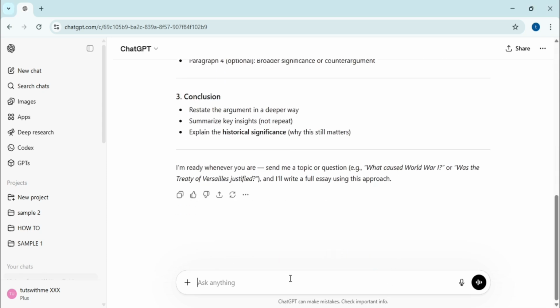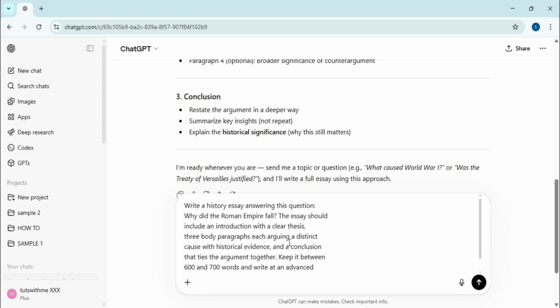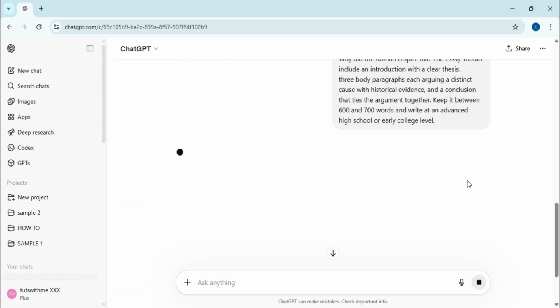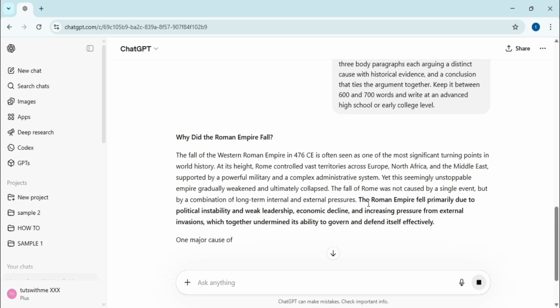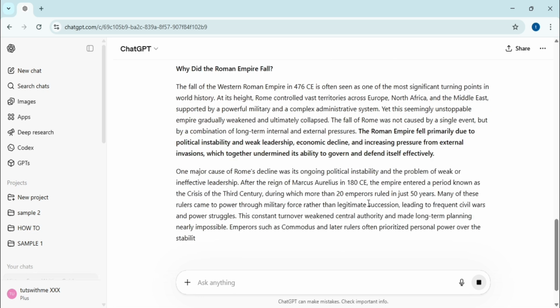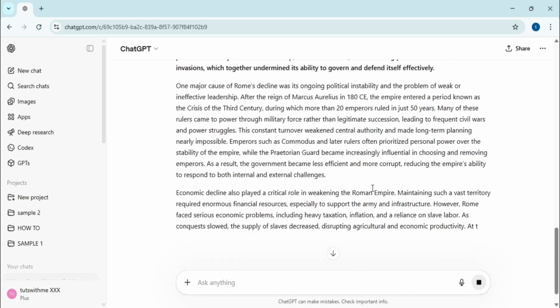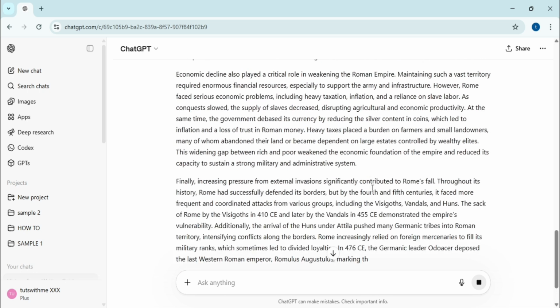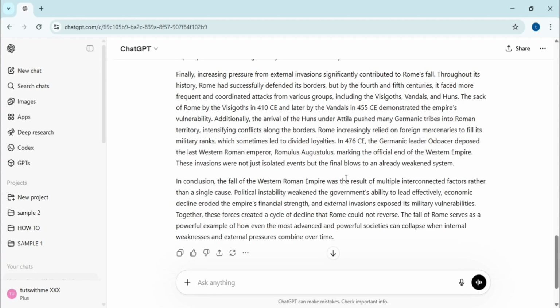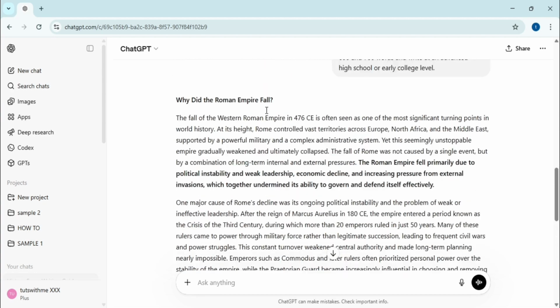Next, I ask the AI to write a 600 to 700 word essay exploring the complex reasons behind the fall of the Roman Empire. The AI produces a detailed essay that examines how domestic political instability, economic troubles, and external pressures from invading groups led to the empire's eventual collapse. It moves beyond simple facts to explain how these factors created a cycle of decline that the Roman leadership could no longer control.